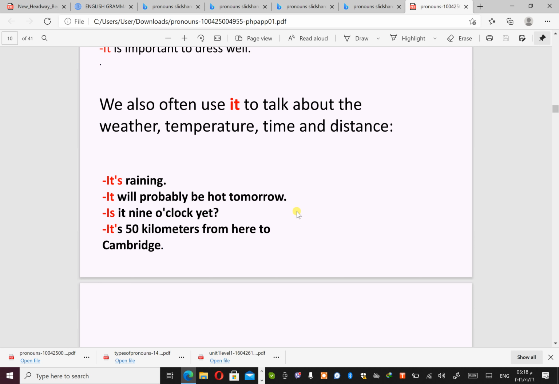So it's raining. I know that it's the weather. It will probably be hot tomorrow. I know that I'm talking about the weather. Is it 9 o'clock yet? I'm talking about the time. It is 5 kilometers from here. I'm talking about distance. So it is understood without referring to it. Otherwise ما عدا هذه الحالات لازم تشير انت للكلمة يلا بعدين تستعيض عنها بالضمير.